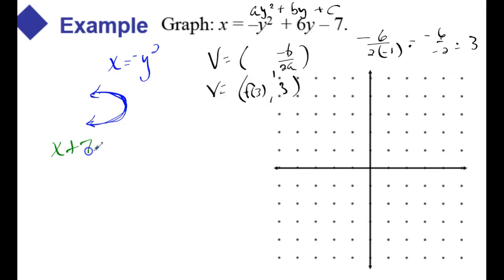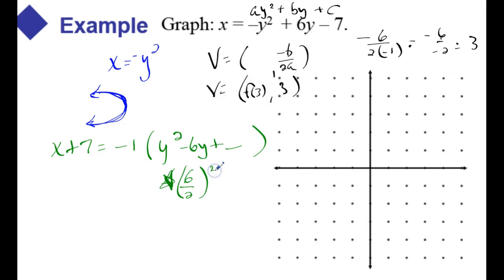So I'll add 7 to both sides, factor out a negative 1, leaving me with y squared minus 6y, and I'll try to complete the square. Again, I write this as the star step because that reminds me to take half of the middle term and square it. So half of 6 again is 3, squared is 9. So it looks like I added 9, but I actually added a negative 9 because if I distribute the negative 1, that's a negative 9.